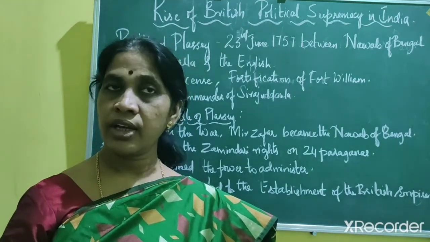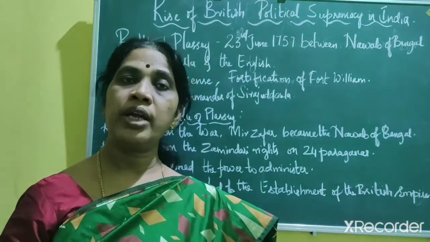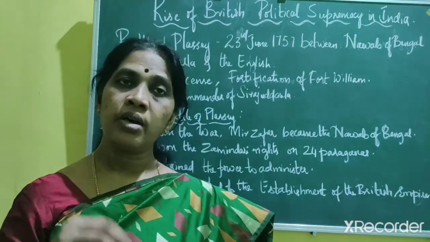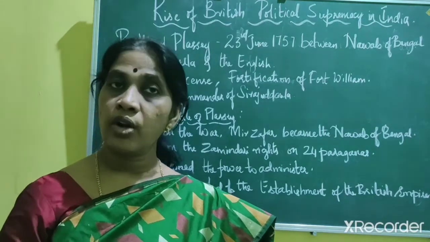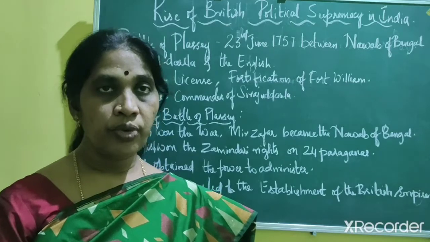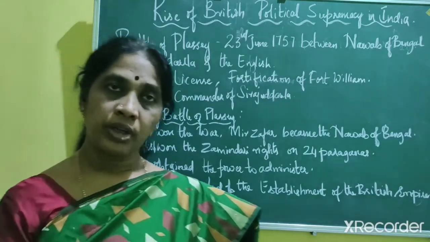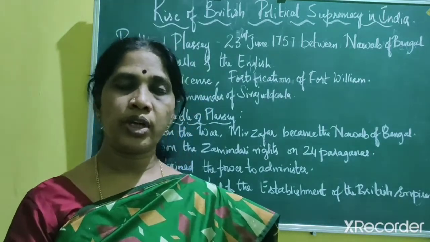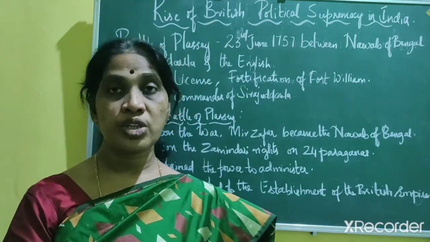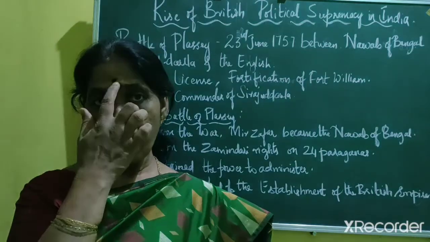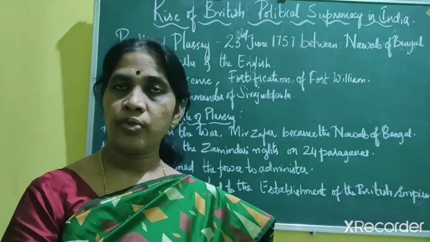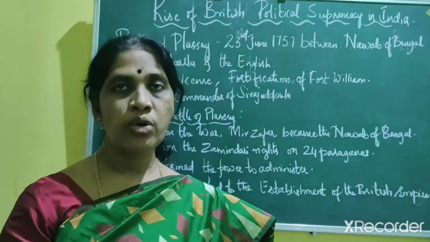So he told the English to stop meddling in the political affairs of the Bengal province, to pay the revenue, and to stop fortification, that is, stop building defensive walls around their settlement. A negotiation was also signed between them, but the negotiation failed. Now what did the Nawab do? He got angry because they did not follow his order.